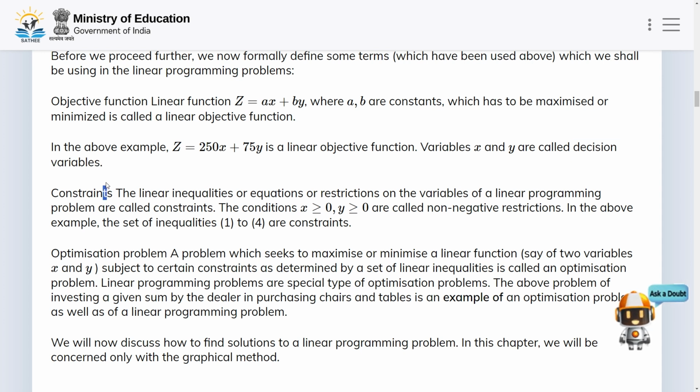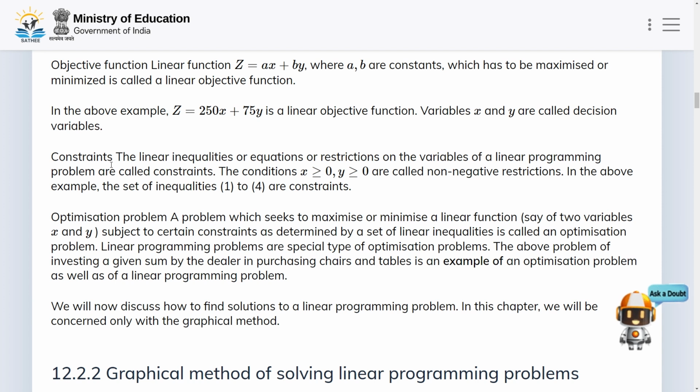Now constraints. What do we mean by constraints? The linear inequalities or equations or restrictions on the variables of a linear programming problem are called constraints. So constraints are nothing but restrictions, conditions, inequalities. I hope it is clear to you.